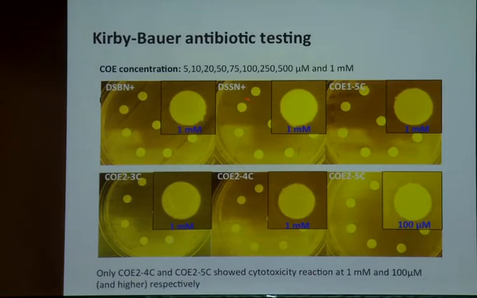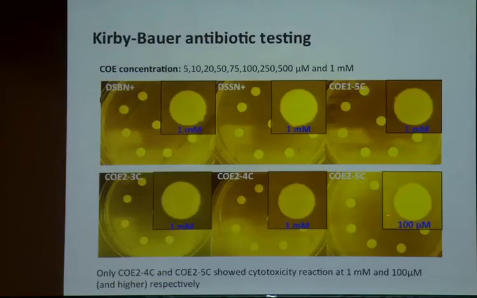So we found out that COE1 series didn't show any inhibition at a concentration as high as 1 millimolar, and same as COE23C. However, 324C showed a very minor inhibition zone at a concentration of 1 millimolar. And for COE25C, it showed a slightly larger inhibition zone at 100 micromolar.